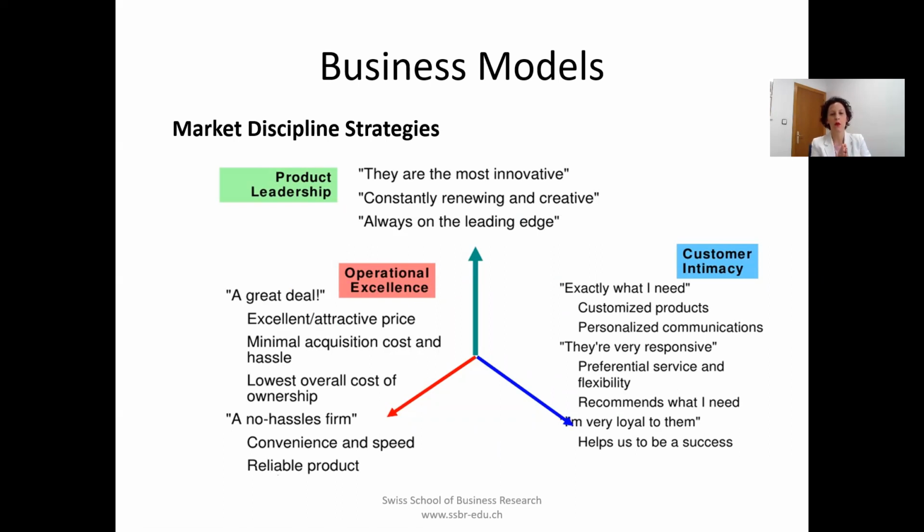But here, when I'm talking about operational excellence, I'm talking about companies that don't have a very recognizable brand or image, and they can be easily interchangeable among other products that are very similar. Basically, what these organizations are looking for is to be the cheapest. They believe that consumers want products or services that are easily available and very affordable. So here, they have a great deal and no hassles.